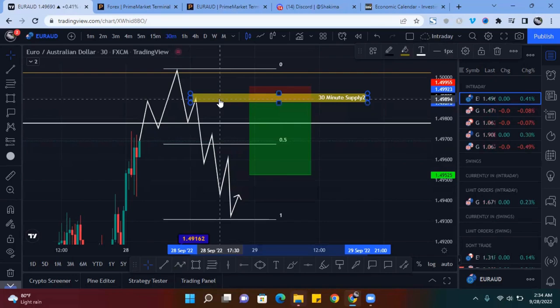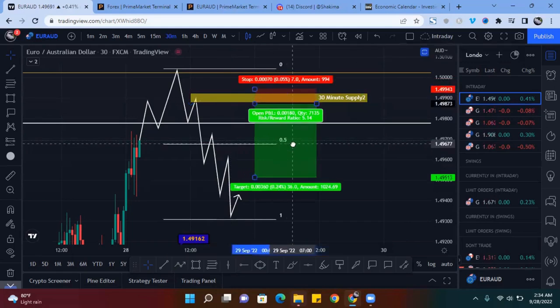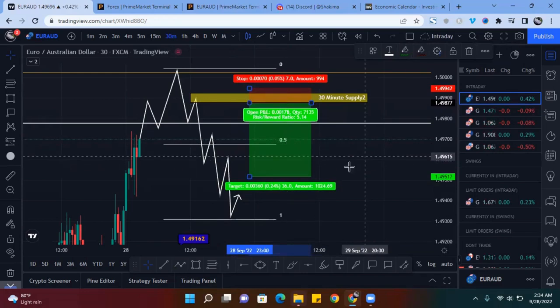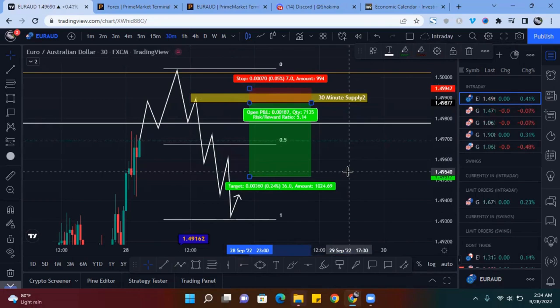I set and forget. And I typically take 1 to 2 trades a night, a session. I don't trade 2 sessions unless I'm really trying to save up for something major. Maybe you want to buy some more property. Maybe you have a goal.